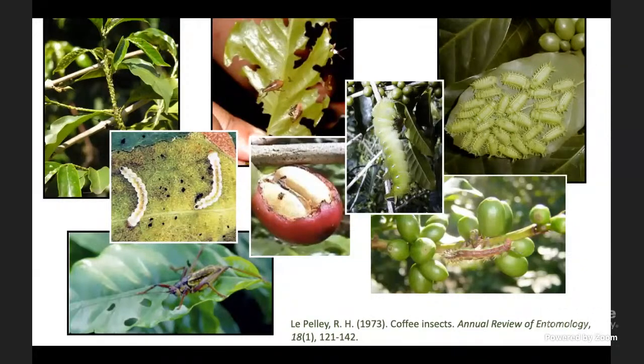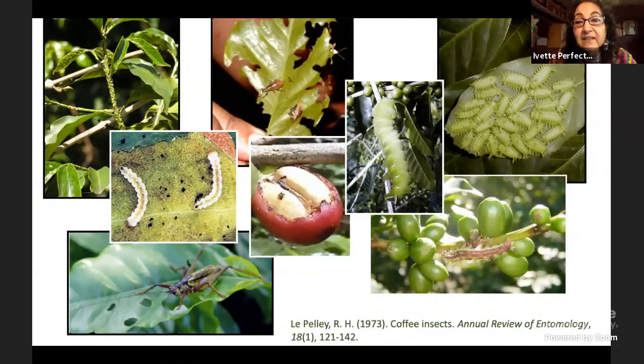More than 850 species of insects are known to feed on coffee. And of these, about 200, a little bit more than that, are known from the neotropics. However, in spite of that, very few are reported as real pests in coffee. For the last 20 years, our lab has been working on the ecology of the coffee system, focusing on herbivores, pathogens, and their natural enemies.